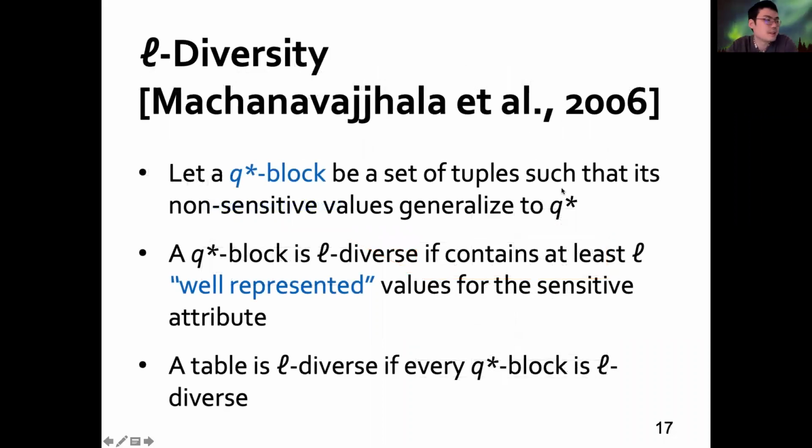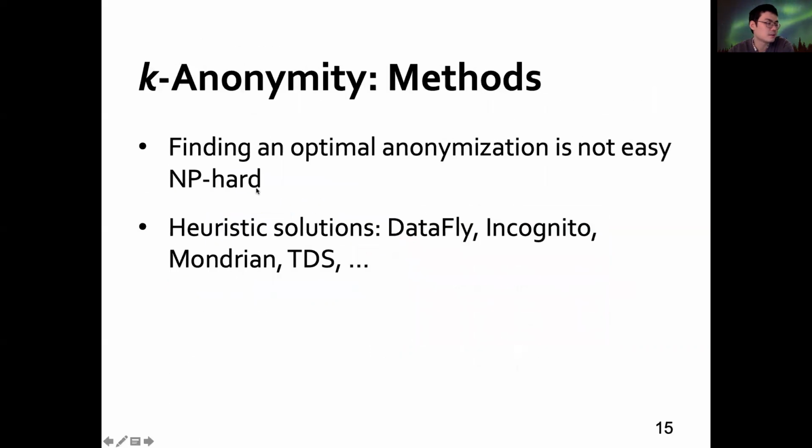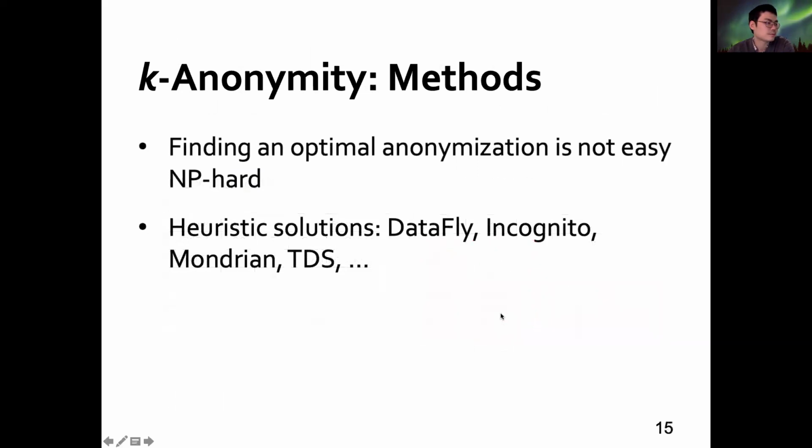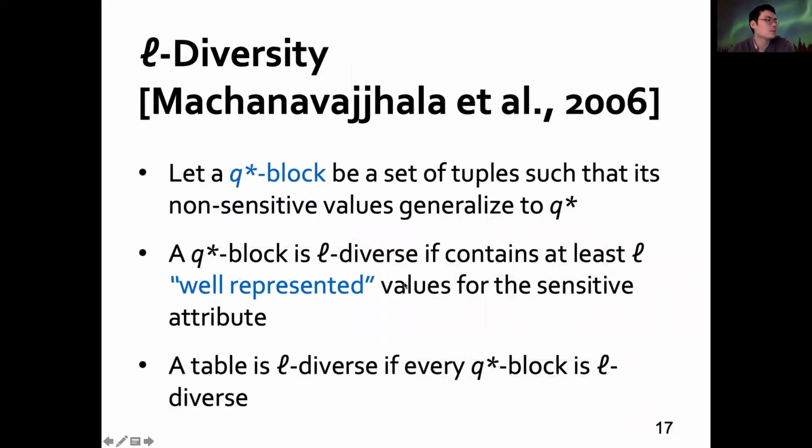So this comes the idea of so-called l-diversity. Just like k anonymity, we define a block. This is one block, and this is another block. We have a q* block, which is the set of tuples such that its non-sensitive values can generalize to q*, like these 2 blocks we saw before.